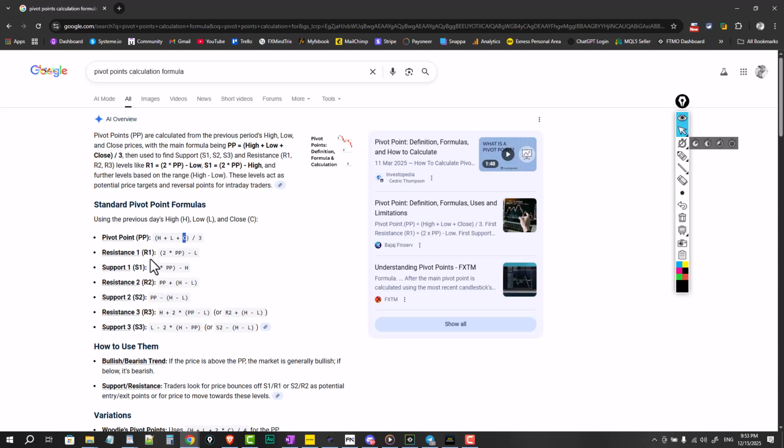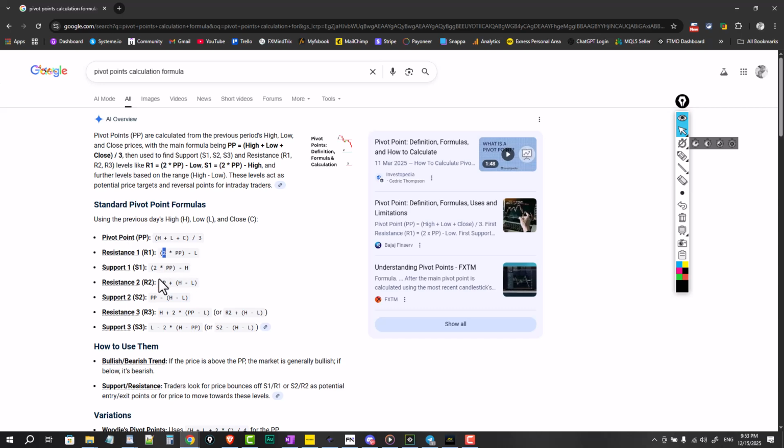So, in the case of R1, how is it calculated? What's the formula for calculating R1? Well, for that, we're going to multiply the central pivot, that's the value we get for the central pivot point, by 2, and then we're going to subtract the value of the previous day's low to get the value of R1. How do we get the value of S1? We're going to multiply the value of the central pivot point, which we got earlier on, by 2, and then we're going to subtract the previous day's high from the resulting number.